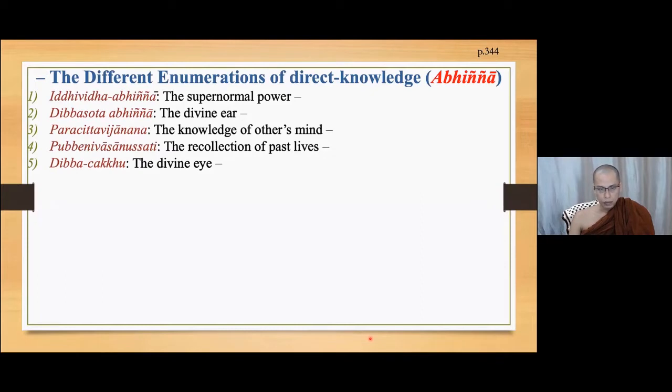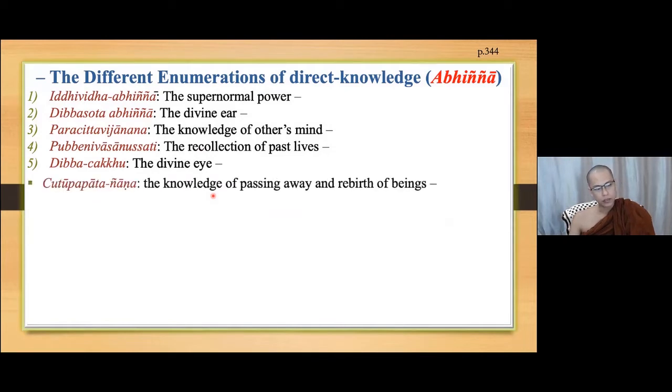And in other places, it is mentioned with a different enumeration. These five Abhinna are mentioned in the Abhidhammattha Sangaha text itself. One more power is Cutupapata Nana, the ability by which the Buddha and some noble persons can see beings who are at the near-death moment and their next life, identifying the relation between the previous life and the new rebirth. That power is called Cutupapata Nana. It is included in the divine eye.